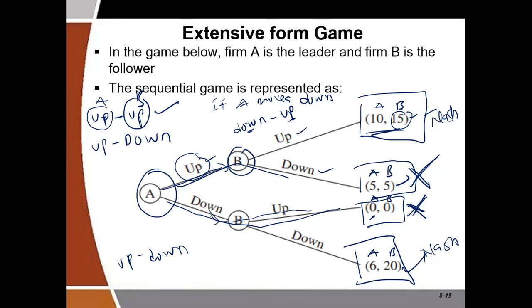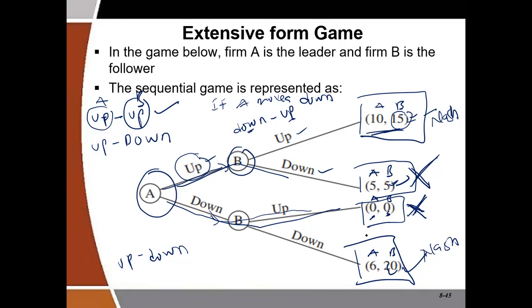So here, if I'm player A and I play up, I know that definitely player B will not play down, because player B will not leave 15 and come for 5. So if I play up, there's no way player B will play down. He will also play up. Now, if I play down, there is no way player B will play up, because he will not leave 20 and come and take 0.